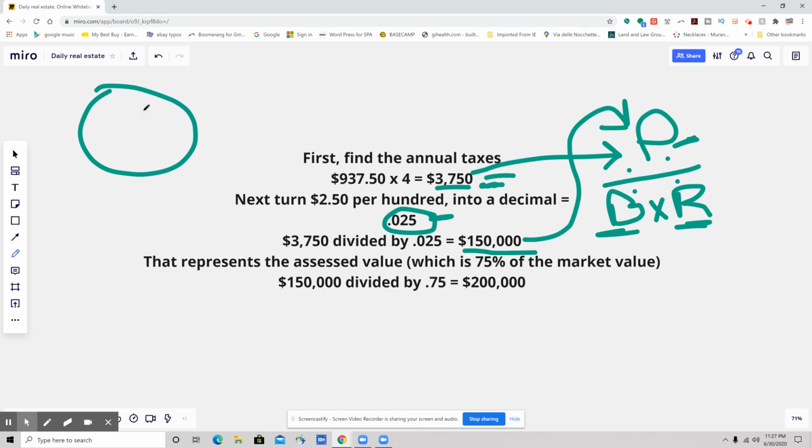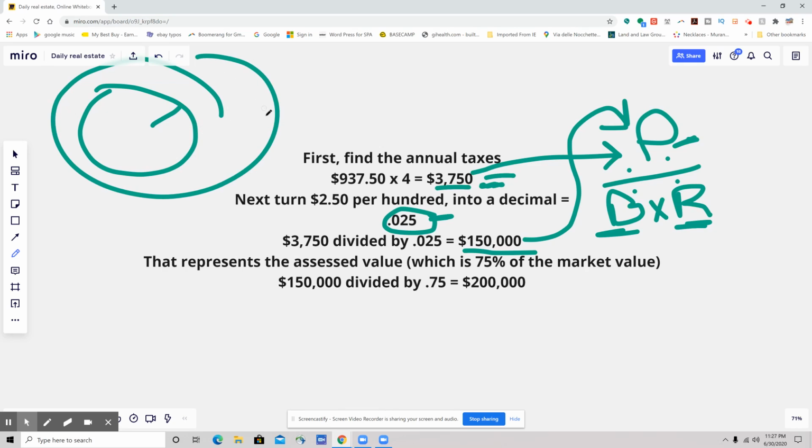If we're talking about a pie, I could take 99.9% of that pie and still be left with something. The base, the whole pie, is still bigger than the part, because again, it's less than 100%. So it's 75%. We know that 150,000 has to be the part, because that's going to be smaller than what we have here. The base is going to be bigger. Once we divide those two numbers together, we're going to get a market value of 200,000.